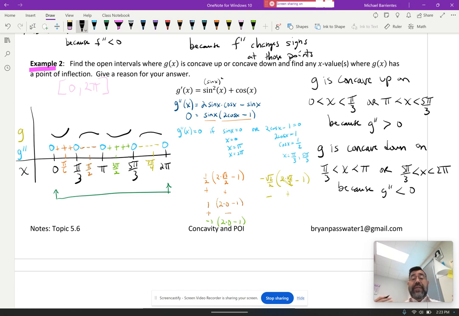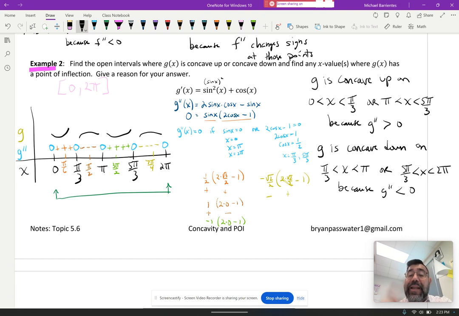By the way, if you write the word negative, g double prime is negative, it is acceptable. I'm using the symbols just because it might be a little bit faster than writing out the word negative. Save yourself a second or two.